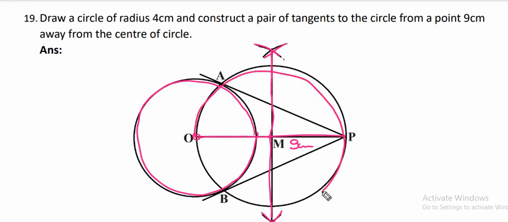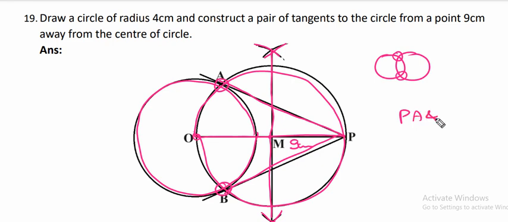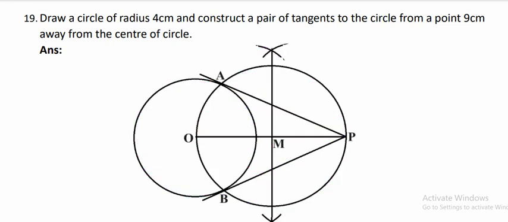That circle passes through O and P, and there are 2 points where the two circles intersect. One circle is there, another circle is there, so these are the 2 points of intersection. You have to mark these 2 points and join to P. PA and PB are the 2 tangents here. So this is the construction. Then we move on to the next one.